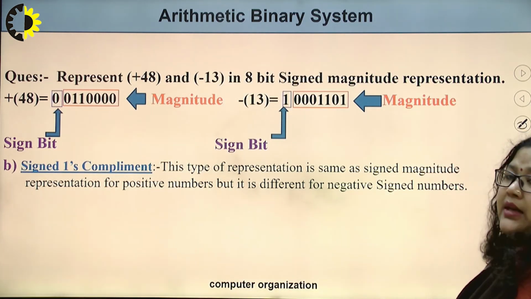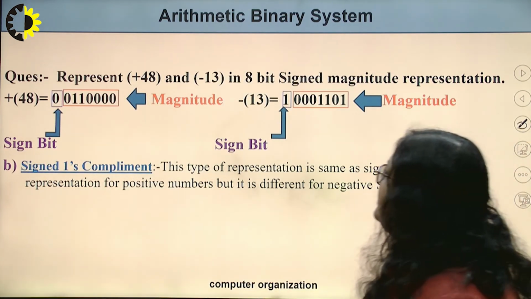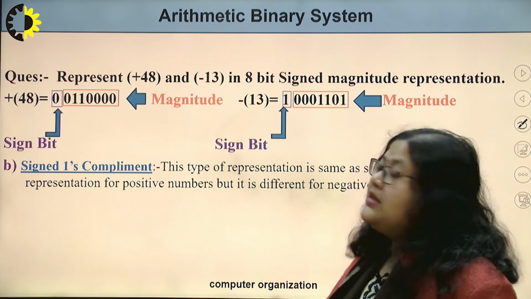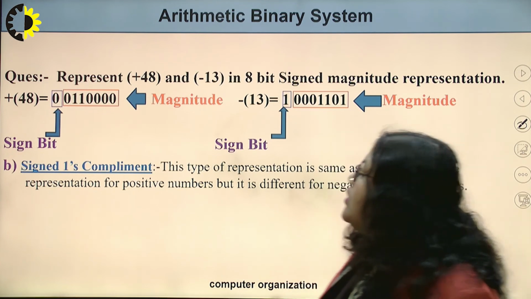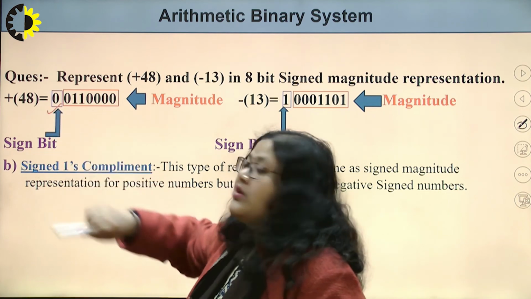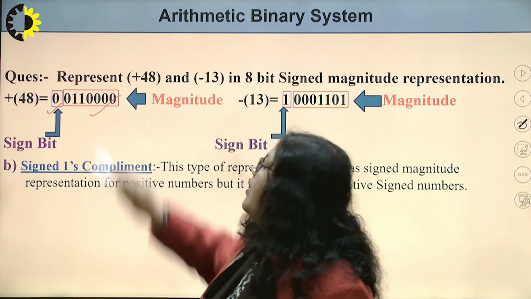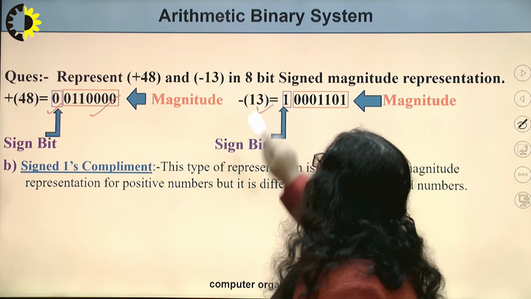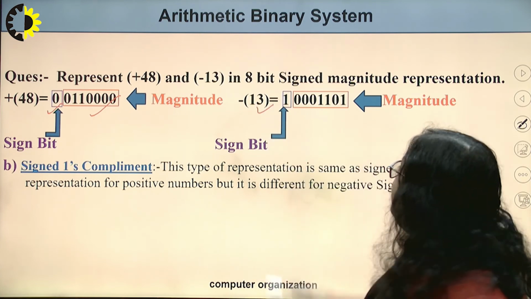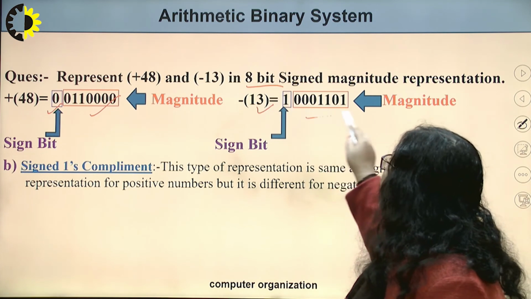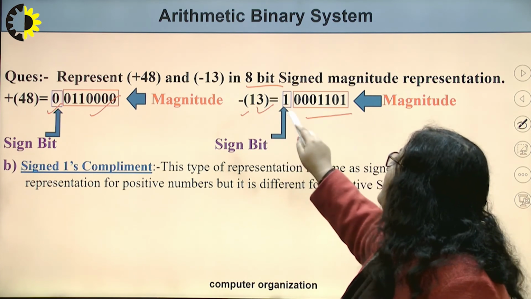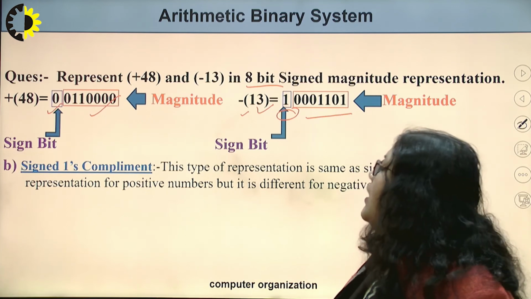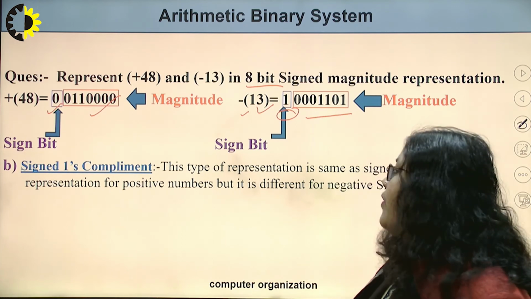Now here is another example of the sign magnitude representation. If the first number is 48 and the second number is minus 13: the sign bit is 0 because the number is positive, followed by the binary representation of 48. Now for 13, the number is represented in 8 bit form and the negative sign is put as a 1. There is no 0 because the number is negative. So this is the simple sign magnitude representation.